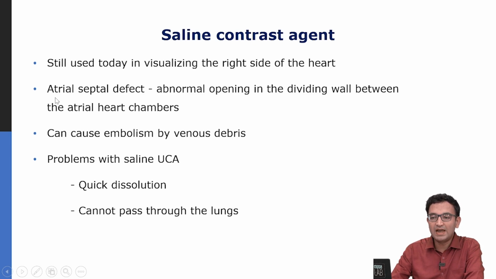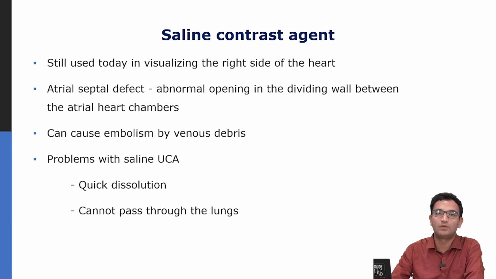Now, to detect this atrial septal defect, what is done is you inject the saline contrast agent in one of the atrial chambers, and if the contrast agent appears in the other chamber, that would mean that there is actually a hole which connects the two chambers, and that is how it would be diagnosed, and then it would be repaired using surgery. Now, this is a great application of this simple technology, but if it comes to imaging other vascular organs in the body, there is a problem with the saline contrast agent.